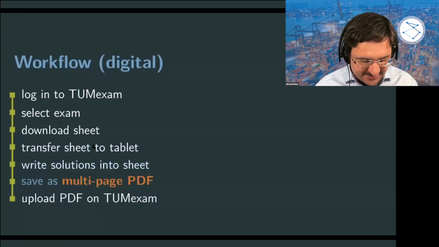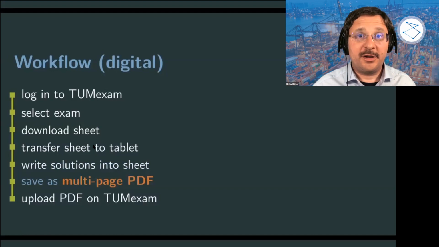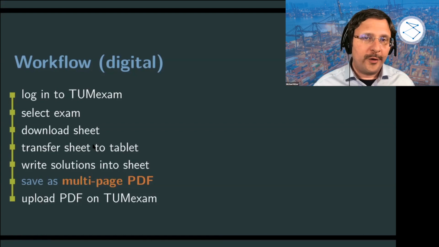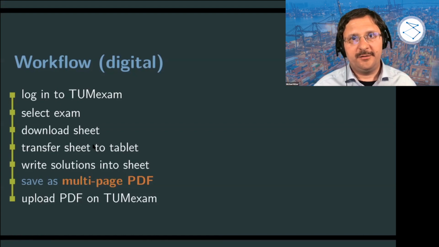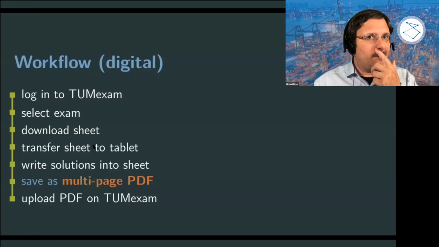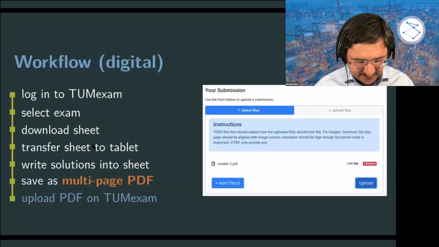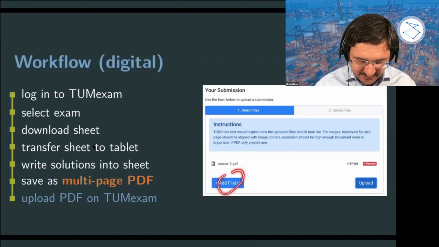Once you're done, save the result as a multi-page PDF, or use some scanning app on your phone or on your scanner, whichever works better for you, to scan the pages that you've written on. And again, produce a multi-page PDF or a couple of JPEGs. That's also fine. You can also upload more than one JPEG per page. And finally, upload the result on the TOEM exam platform. Right, that looks like something like this. You first add all the files, and then you press upload.